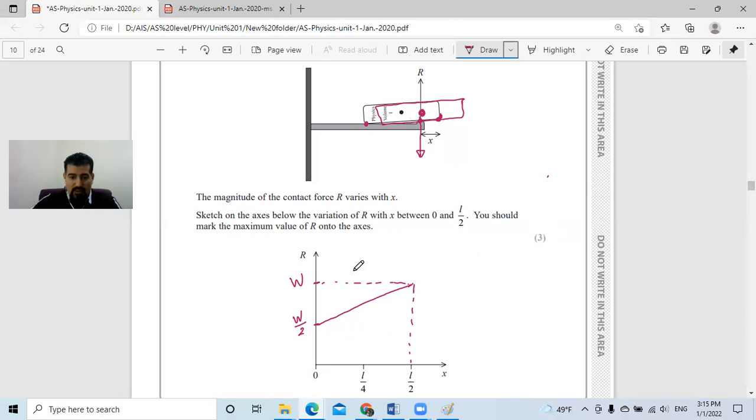It doesn't start from 0 point. When it's 0, there is no distance x. Both normal contacts, let me redraw it for you. When it's at 0, the book is here at this point. That means the normal contact here and the normal contact here will be equal, with the weight exactly in the middle. So that means R plus R equals W, so each R is half the W in this situation. Any question here?